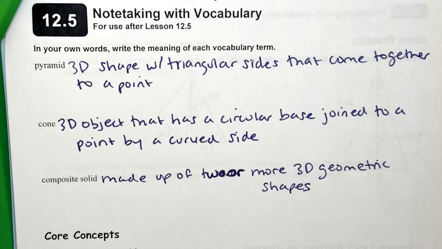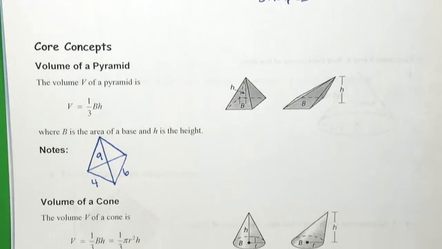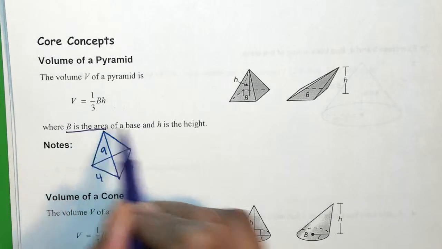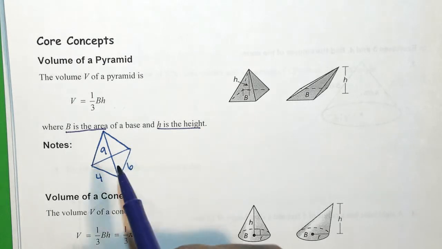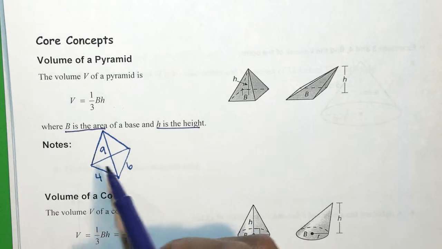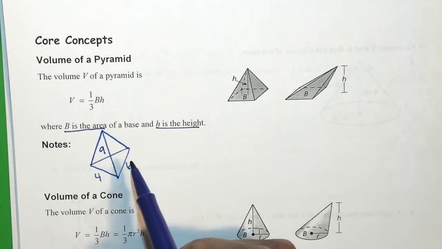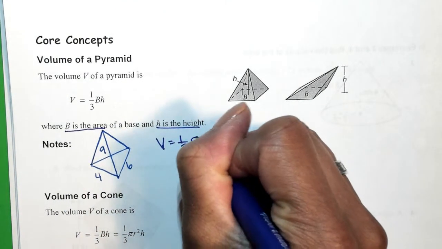So resuming, we have the volume of a pyramid for our core concept. And the volume of a pyramid is 1/3 the base area, or the area of the base, and the height of the prism itself. And so for our first example, we have a triangular pyramid. I know it looks very much like a kite. However, this is kind of like a 3D figure. This is the base behind it. So volume is 1/3 the base times the height.